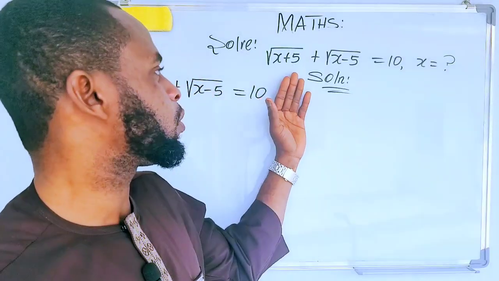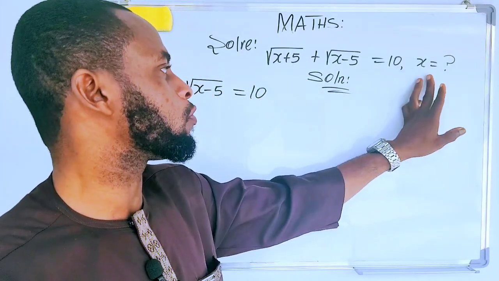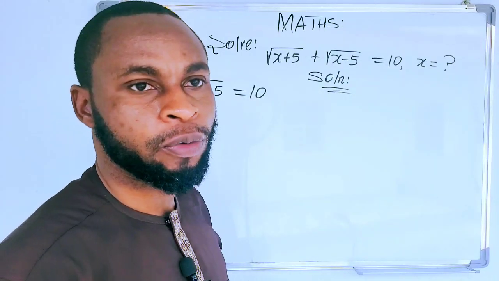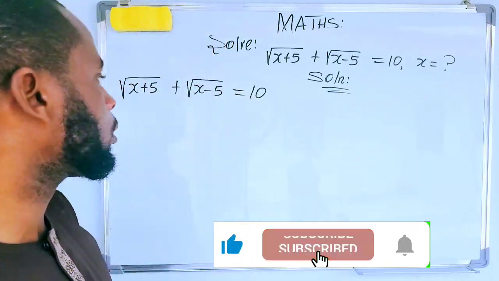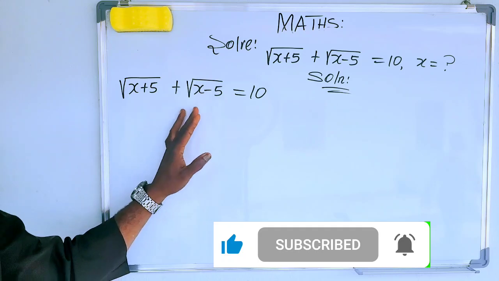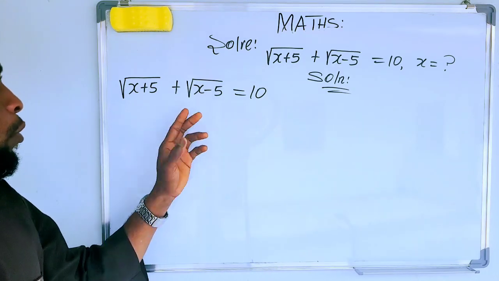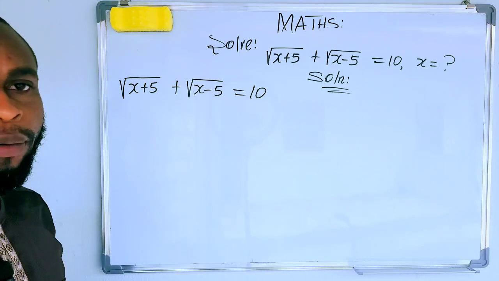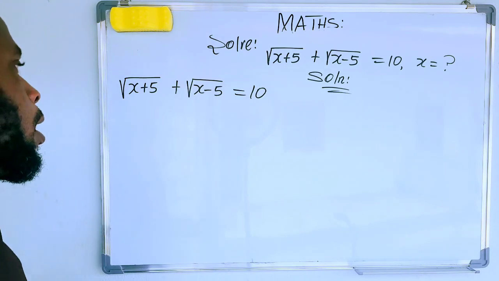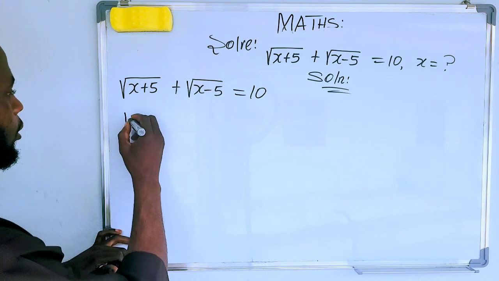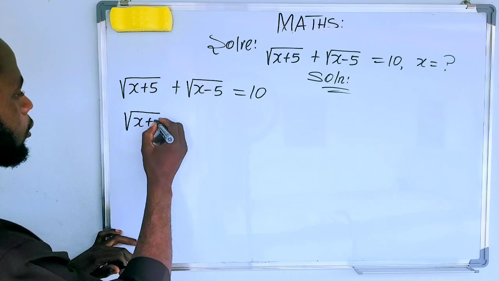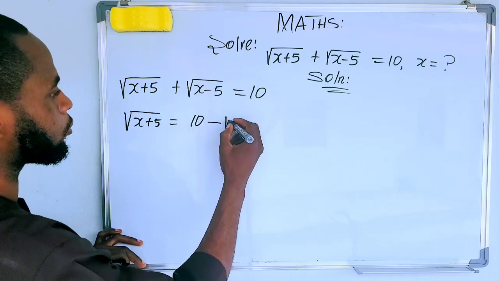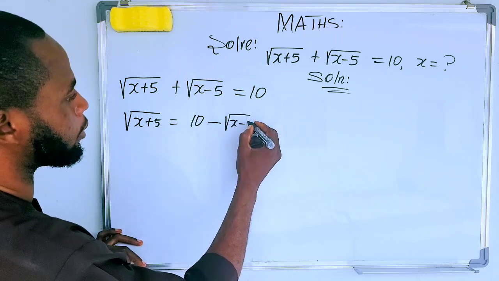We have this radical equation to solve, and we have to find the value of x that will satisfy this equation here. Now, to solve this correctly, we are going to move this expression down to the right hand side of the equation, and we are going to have here square root of x plus 5 equals 10 minus square root of x minus 5.